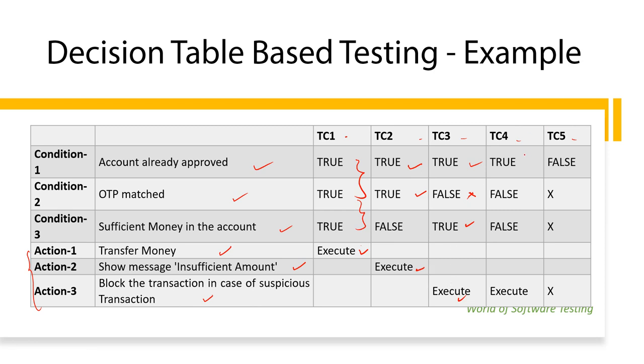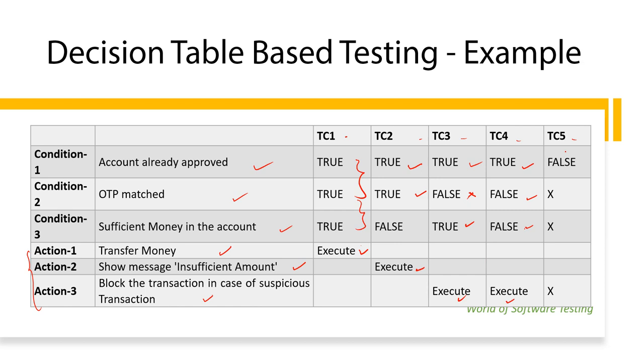In case of test case 4, the account is already approved, but we do not have an OTP match, or we do not have sufficient money in the account. So in this case, action 3 should get executed, because this is again a suspicious transaction. In terms of security, it doesn't matter if you have sufficient or insufficient money in your account. So the third action should get executed.